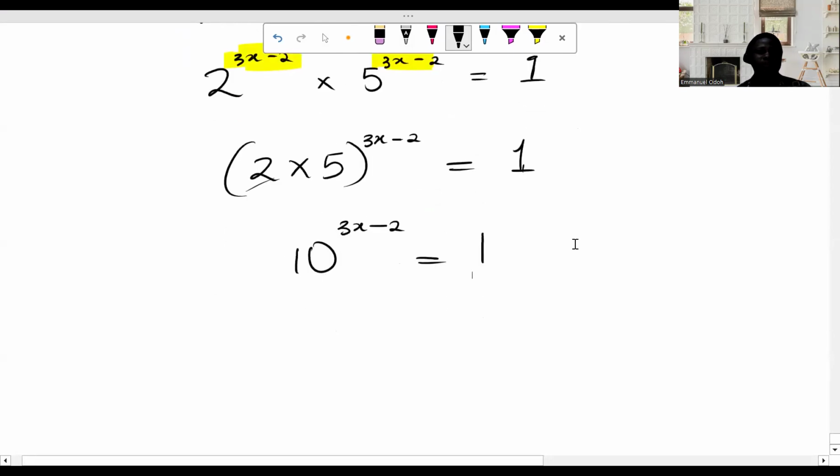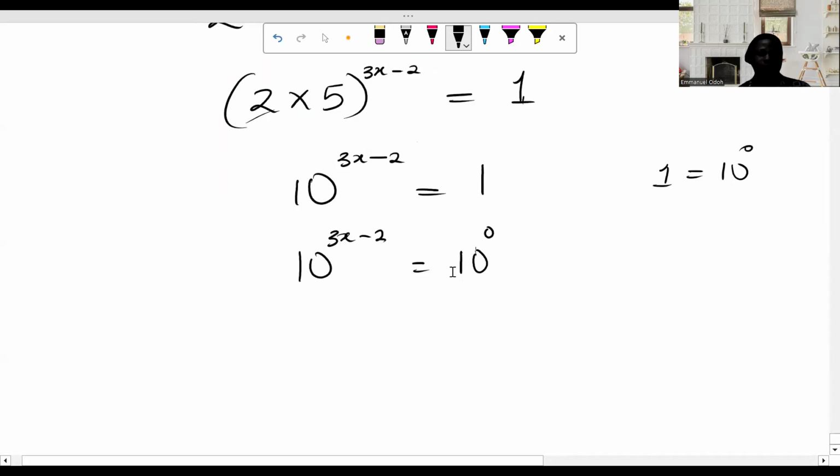Remember, we need to make both sides the same base. According to the law of indices, any non-zero number raised to the power of 0 gives 1. So we can write this 1 as 10 to the power of 0. So I'm changing this 1 now. Since the left hand side is 10, 1 becomes 10 to the power of 0. Then now we have the same base. We can cancel.